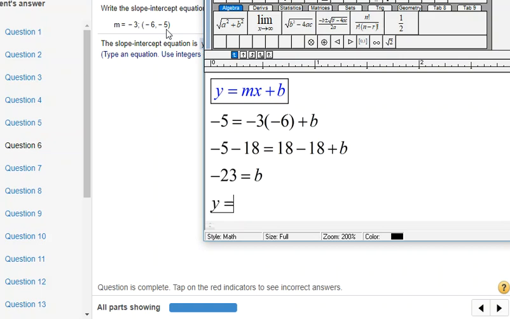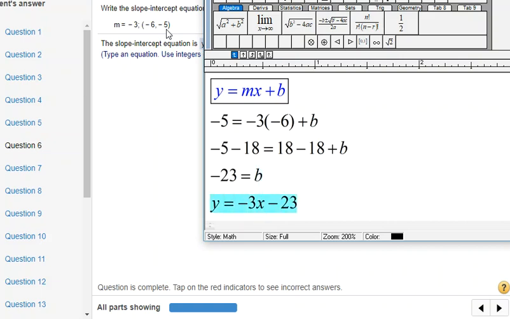Back to our equation, y equals mx plus b. Remember, I was trying to find b. I already know m is -3. That was given to me. What I know now is that b is -23. I don't need to have plus and minus. Both symbols are redundant, so I can use just the minus. Plus negative is the same thing as -23. Now I have the answer.